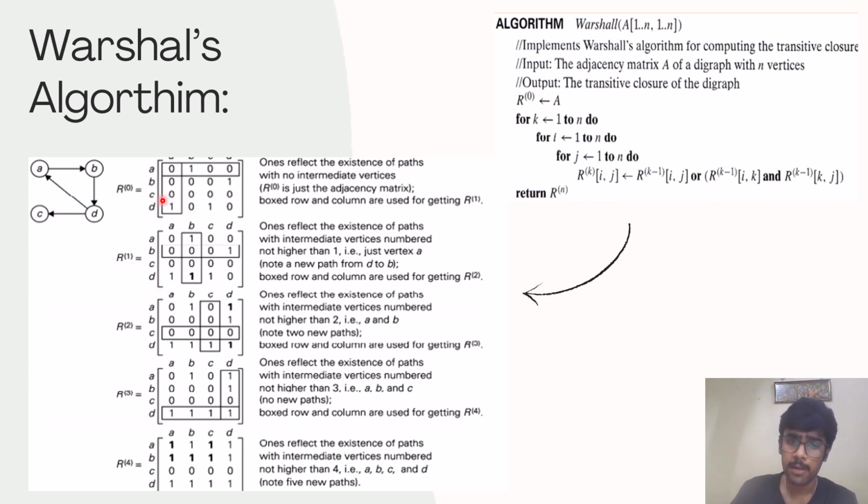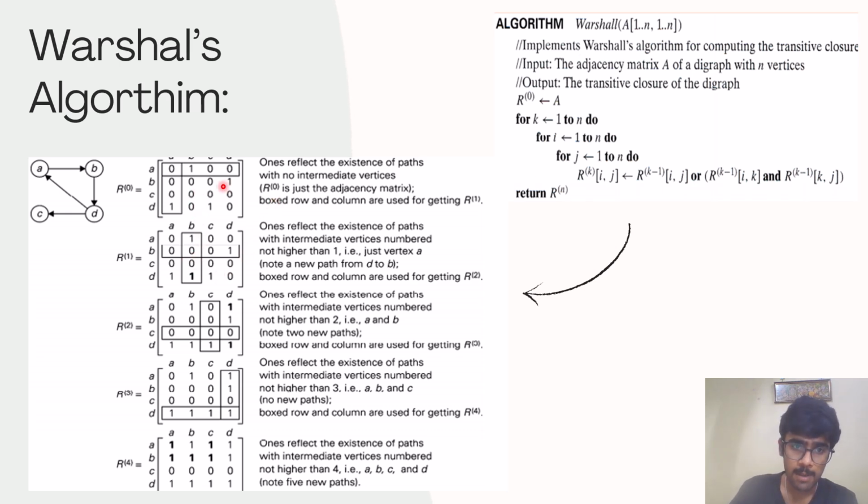Now we need to find the remaining items, and we need to keep the ones present in R0 in the same position in R1 also. We should just find the values of zeros. Okay, now if I want b comma b in R1, I should take the current value 0 or the multiplication of b comma a and a comma b, that is 0 into 1, the value is 0, hence I got a 0 here.